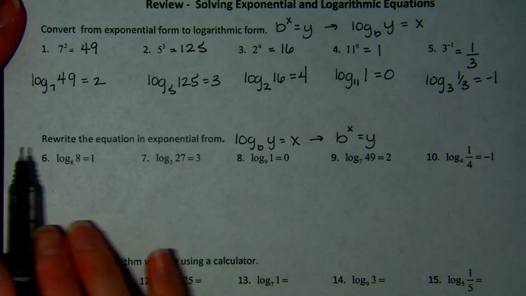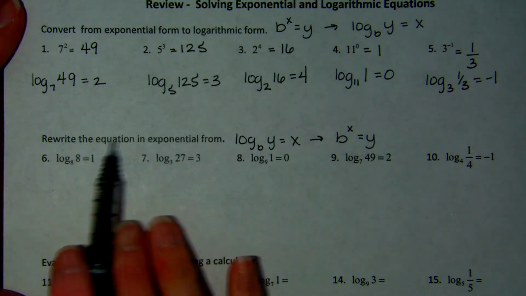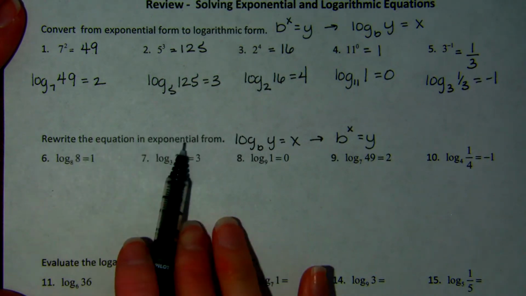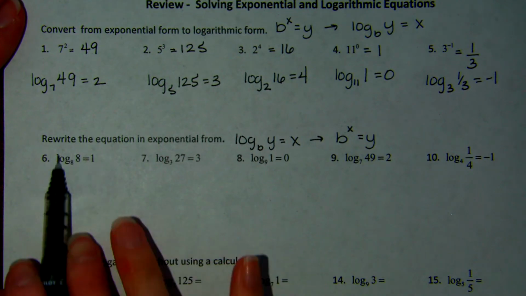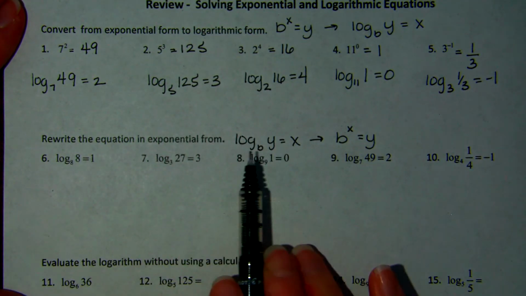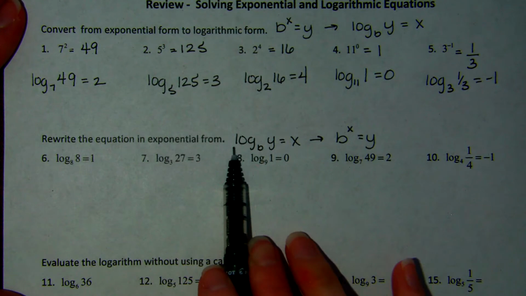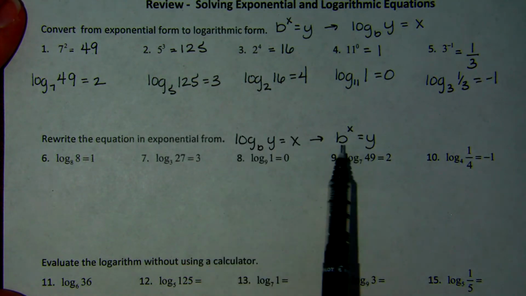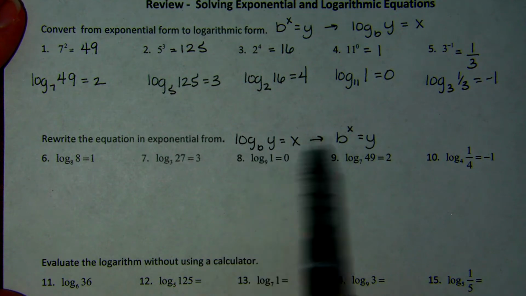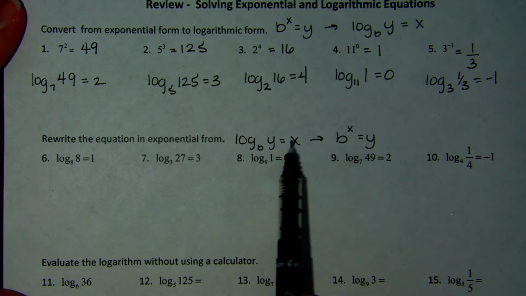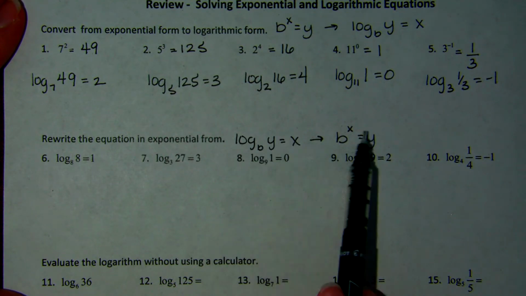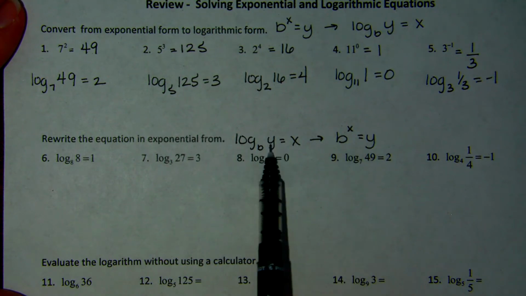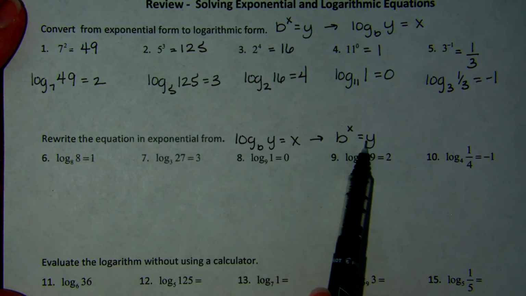All right, the next set of problems wants us to rewrite equations in exponential form. We're converting from logs to exponents, and so again, I'm just going to remind you of this property right here, which says that if you have a log expression, you can rewrite it as an exponential expression. This base number becomes the base, the number on the other side of the equal sign becomes our exponent, and the number inside the log is our solution.